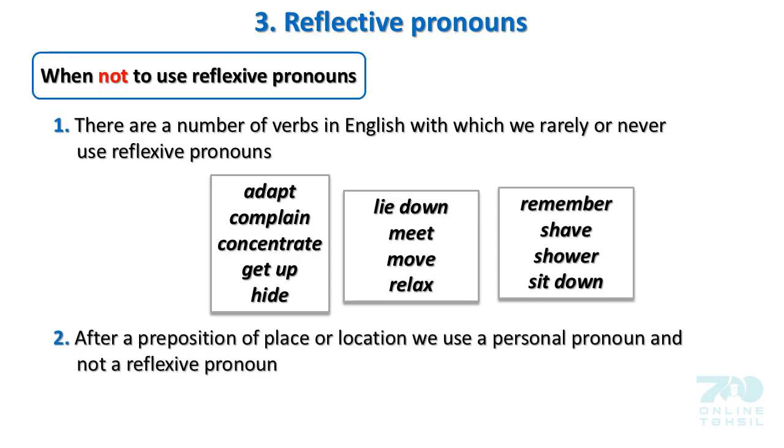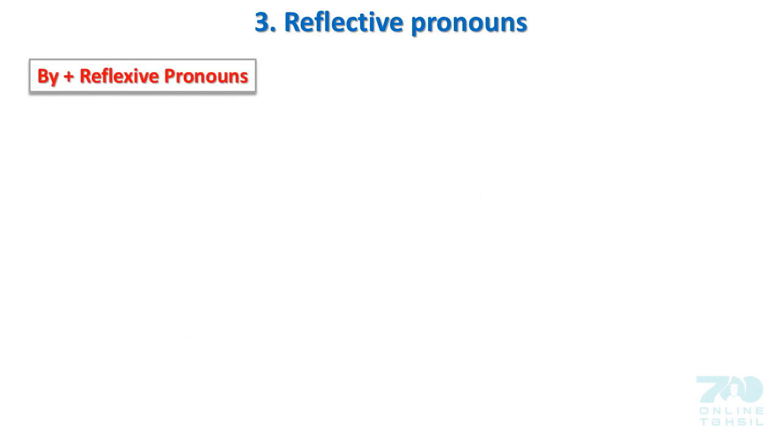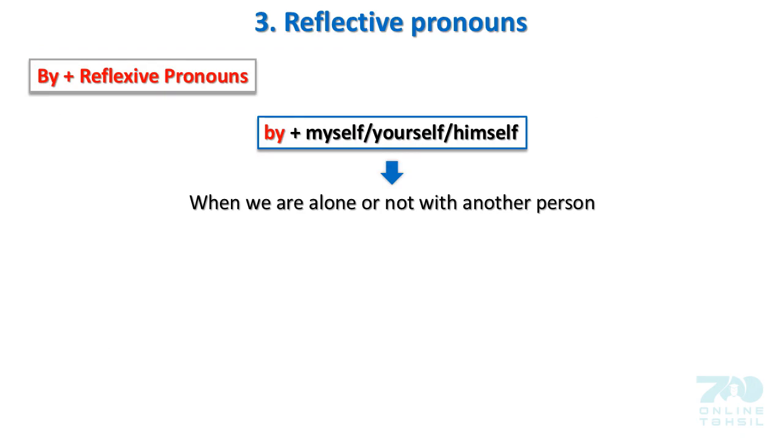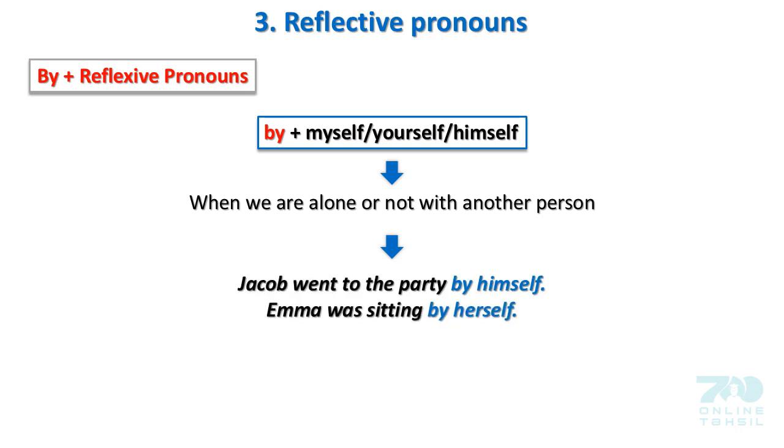2. After a preposition of place or location, we use a personal pronoun and not a reflexive pronoun. He put the backpack next to him. 3. By plus reflexive pronouns. We use by plus myself, yourself, himself, etc. when we are alone or not with another person. Jacob went to the party by himself. Emma was sitting by herself.